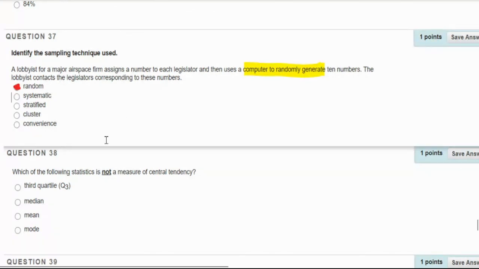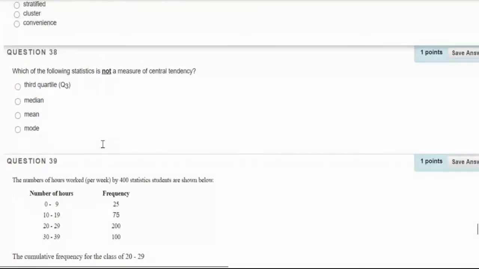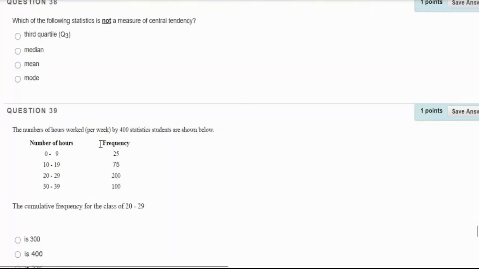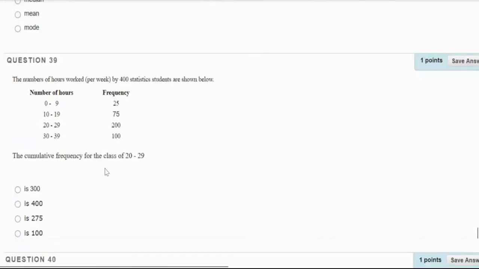Great, great. And then 38, which is not a measure of central tendency. Now remember that quartile is not central tendency. Excellent, excellent, excellent. And oh, this one is asking for cumulative.